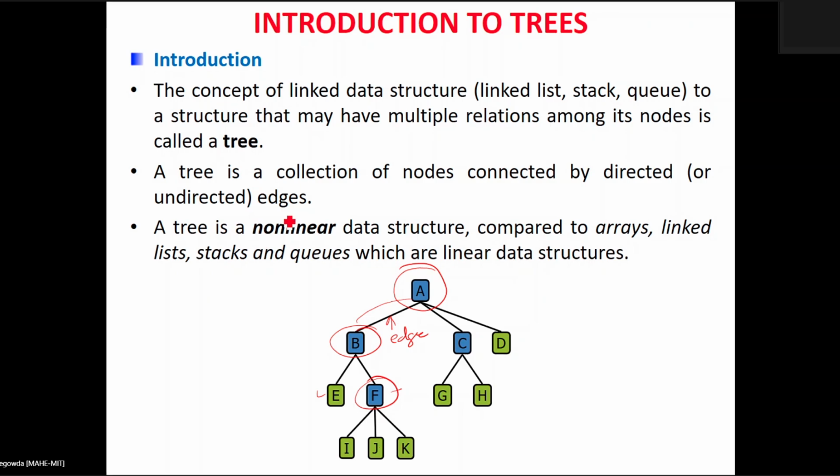As I already told, a tree is nothing but a non-linear data structure, compared to arrays, linked lists, stacks and queues, which are linear data structures. They are called linear data structures because all the data elements are stored in a linear fashion. Whereas in the case of trees, we represent all the data elements in a hierarchical manner.